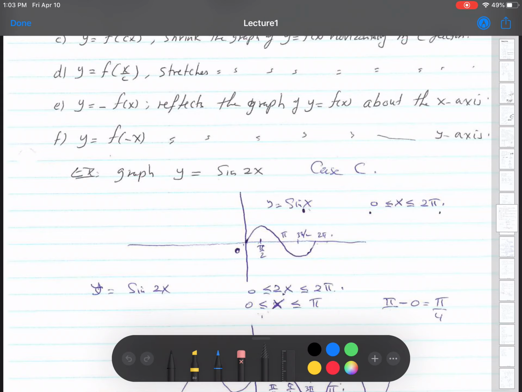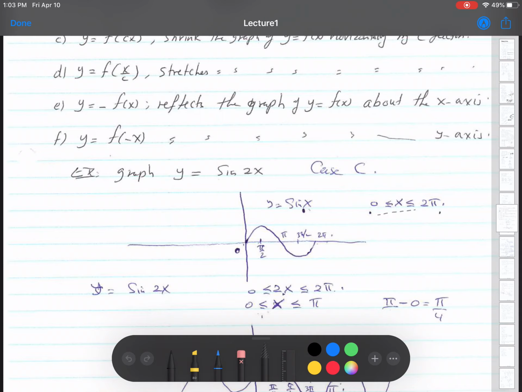But now because of horizontal shrinking, because sine 2x means we are going to have a horizontal shrink, now our period will change to pi instead of 2 pi. Why? Because it's 2x. That means we'll have horizontal shrinking by a factor of 2.